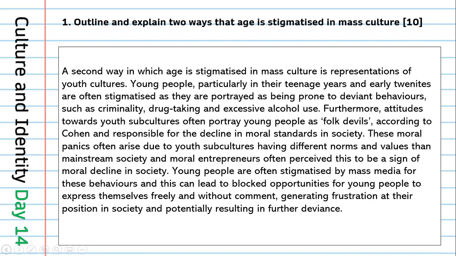Young people are often stigmatized by mass media for these behaviours, and this can lead to blocked opportunities for young people to express themselves freely and without comment, generating frustration at their position in society and potentially resulting in further deviance. It does sound a little bit more like a crime and deviance answer than a culture and identity answer, but what you find with the culture and identity module is there's so much that can be brought in from other aspects of the course.